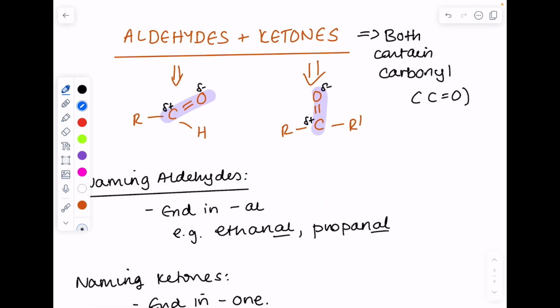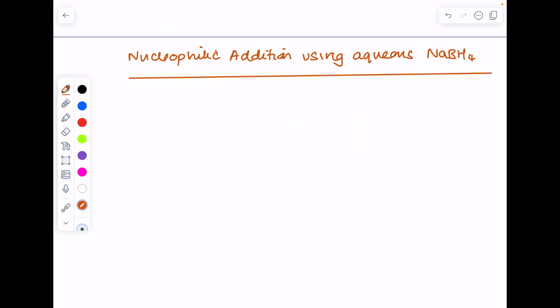So going back to this electron-rich oxygen and the electron-deficient carbon, what this means is that the electron-deficient carbon is readily attacked by reagents which have electron-rich areas, such as negative ions or compounds with lone pairs of electrons, which remember we refer to as nucleophiles. So we're going to expect plenty of mechanisms here with aldehydes and ketones which involve nucleophilic addition. So I'm going to run you through the nucleophilic addition reaction using aqueous NaBH4 on, first of all, an aldehyde.